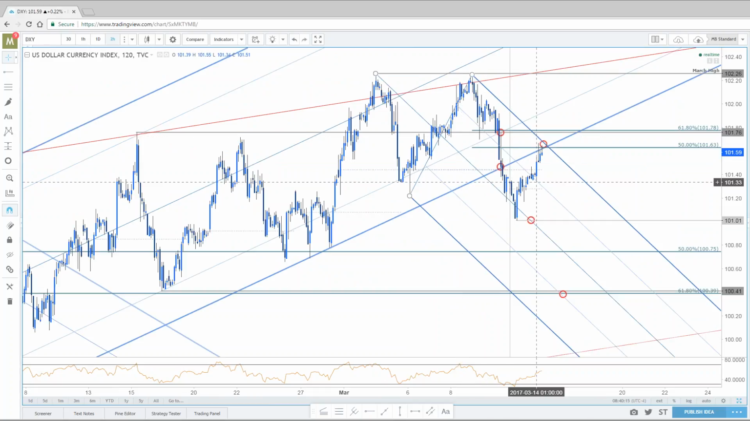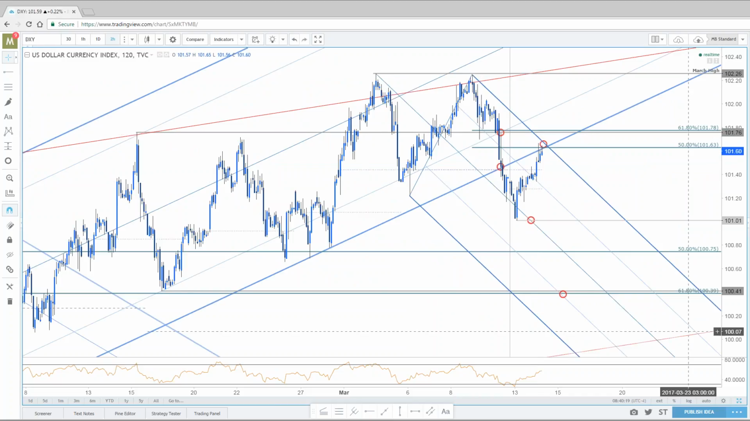Okay, moving right along. Let's get through this. Aussie dollar. Here's what the Aussie looked like from last night.